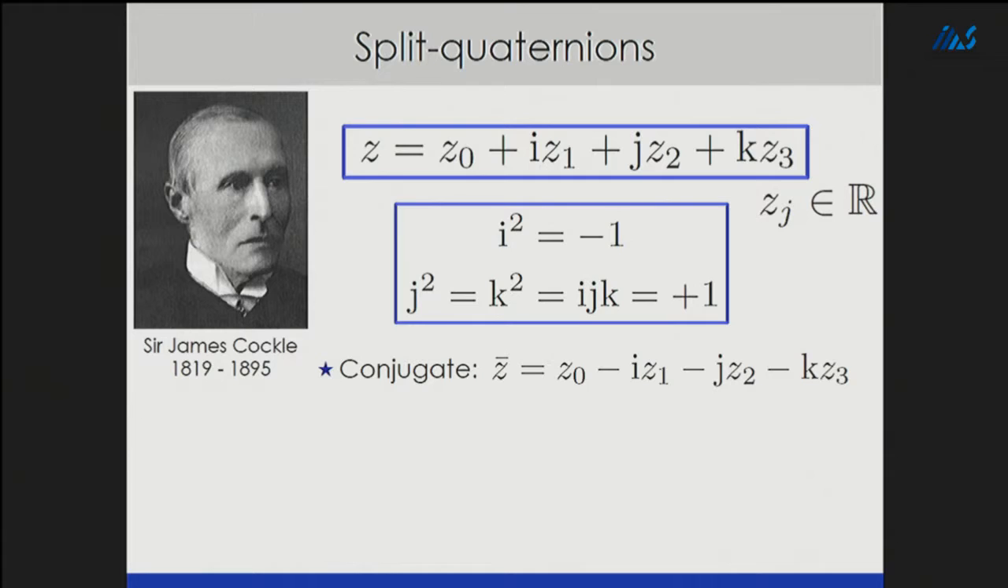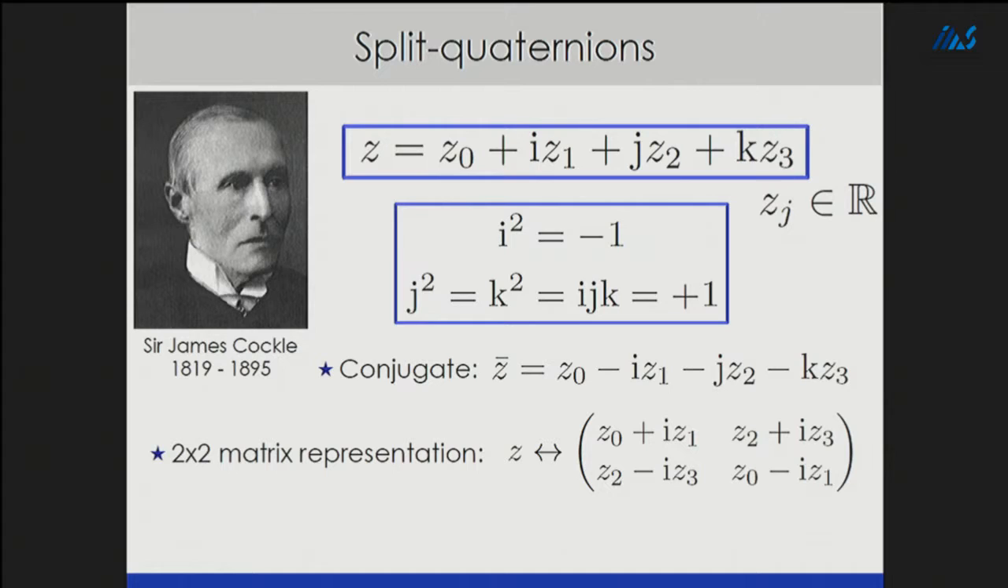The split quaternions are just the split version of the quaternions, similar to the split complex numbers. What we do now is i still squares to minus 1, the same way as it usually does, and then j and k square to plus 1, and the ijk relation is replaced as well. So in some directions it looks hyperbolic, in others it looks elliptic. But there are other possibilities.